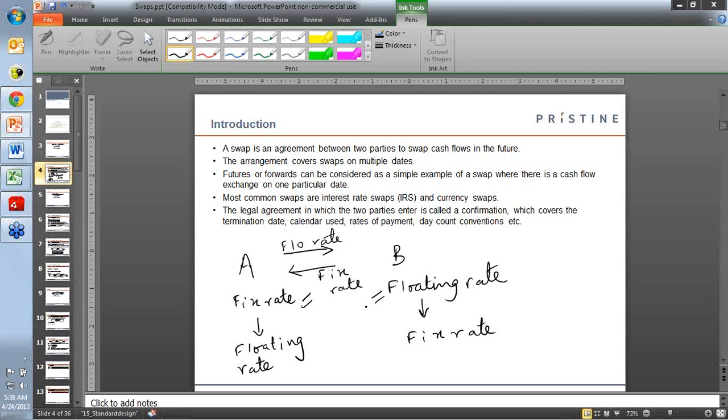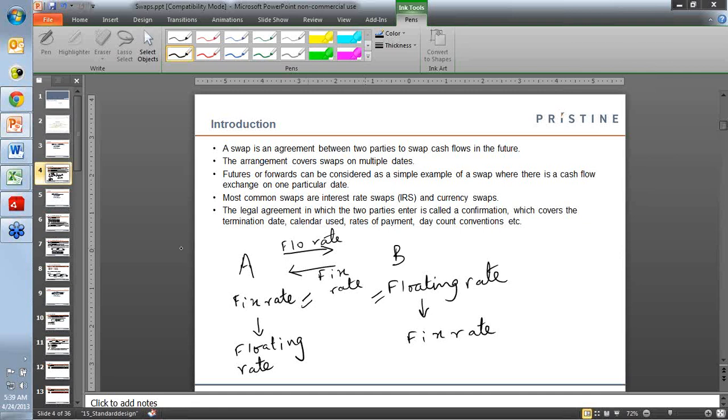So the arrangement covers swaps on multiple dates. That is, the swap in the cash flow is conducted on multiple dates. Then the most common swaps are the interest rate swaps and currency swaps. So we'll be discussing them shortly.